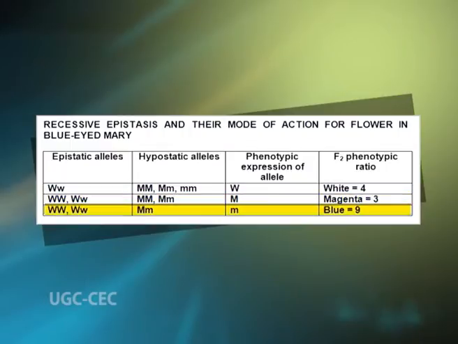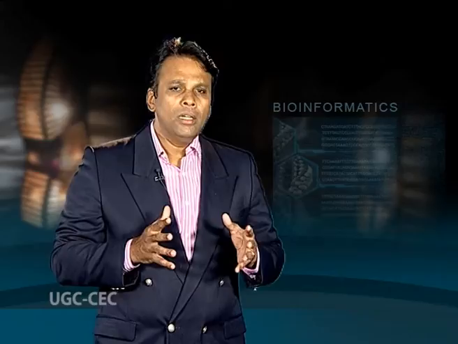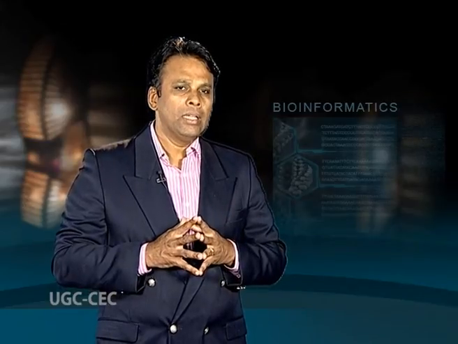magenta. In the third row, the epistatic alleles are capital W, capital W, capital W small w. The hypostatic allele is capital M small m. Here the phenotypic expression is small m, and in the F2 the phenotypic ratio is 9 represented by blue color. Here complementation results in a wild type F1 heterozygous blue represented by capital W small w, capital M small m.